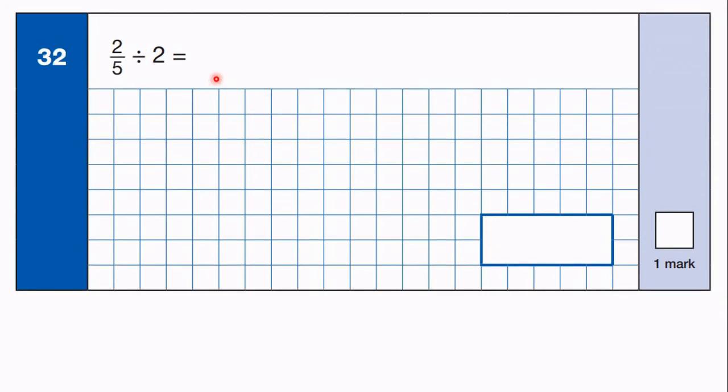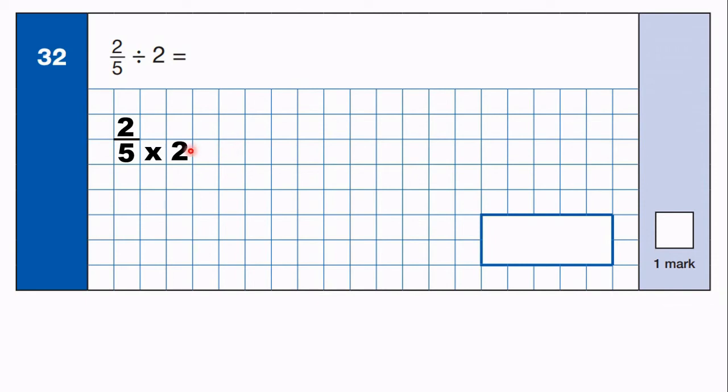Question 32. 2/5 divided by 2. Dividing fractions is easy as long as we remember that to solve questions like this, we don't actually need to do any division at all. Instead, we take our fraction and multiply the denominator by what we're dividing by. The numerator stays the same.